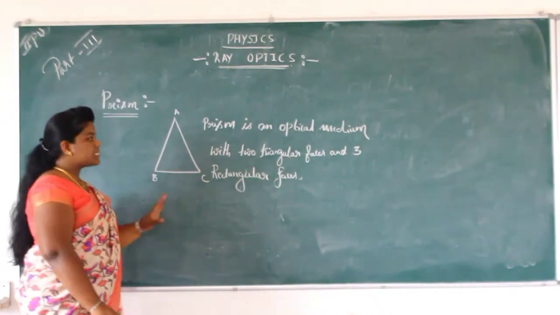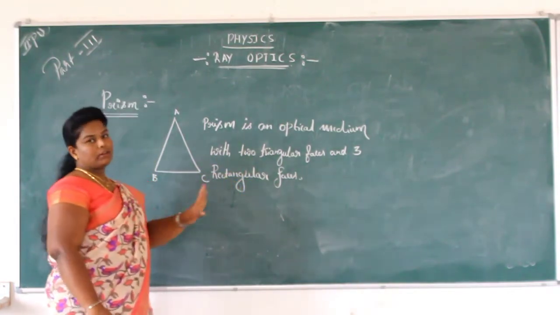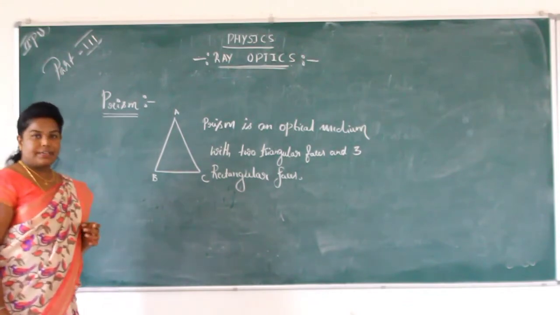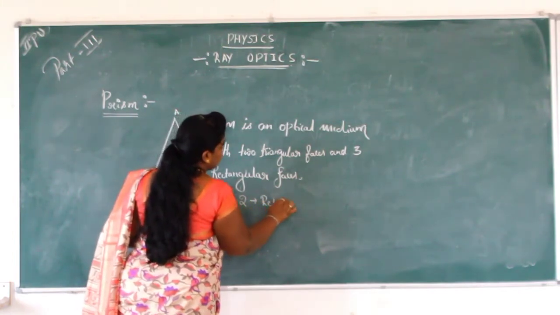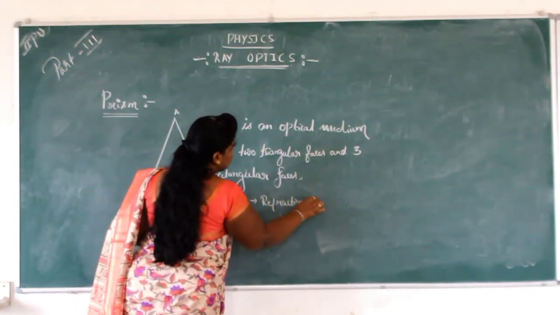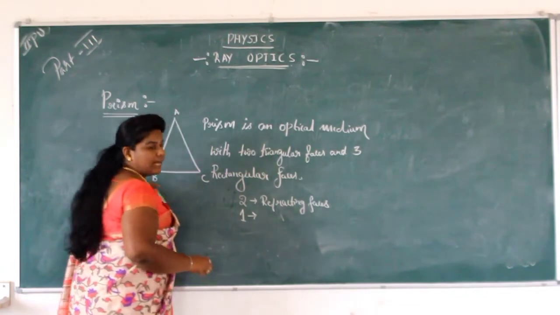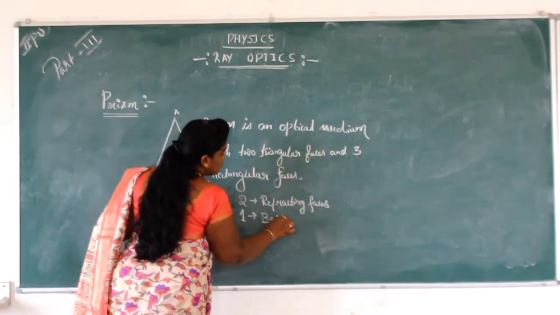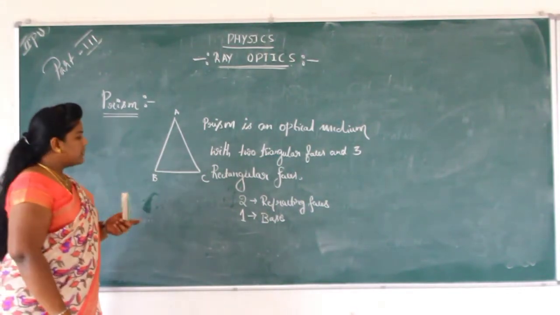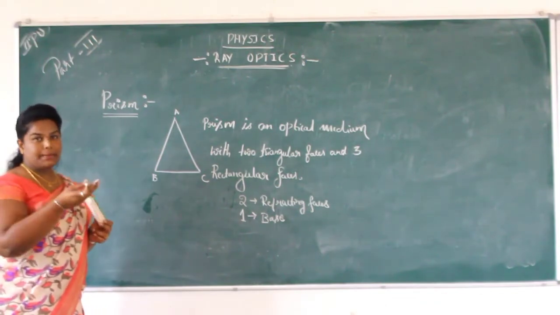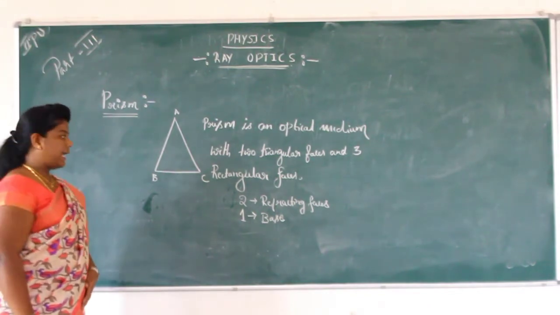Of these three rectangular faces, not all are refracting faces. Only two faces are considered as refracting faces, and the remaining one face is considered as the base, where the base is not going to refract the incident beam of light. This base is made completely rough, so that it does not refract any incident beam of light.